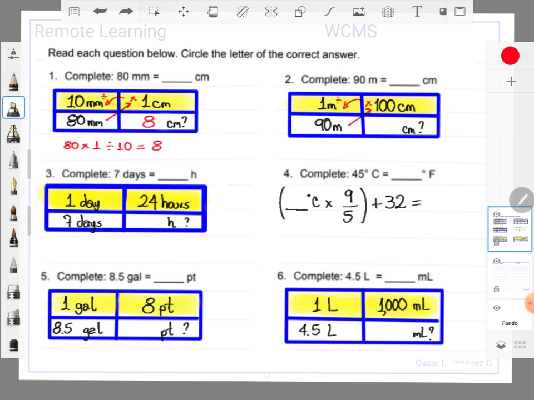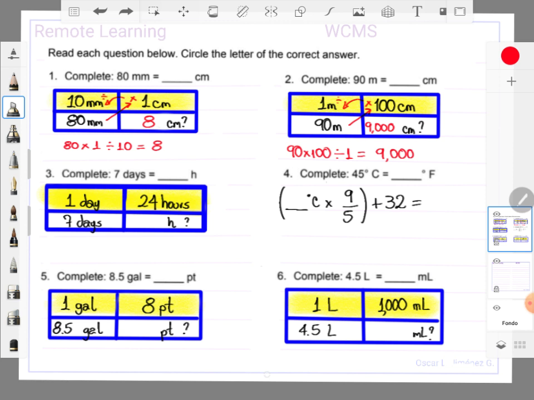One more time, we multiply 90 times 100 and then divide by 1. So it will be 9,000 centimeters. One more time, 90 meters equals 9,000 centimeters.